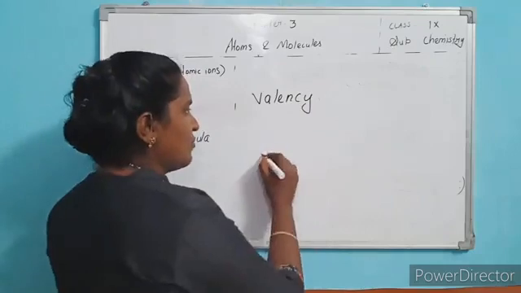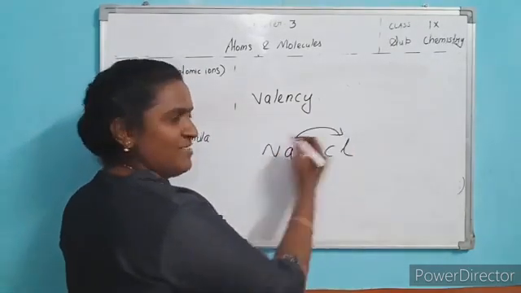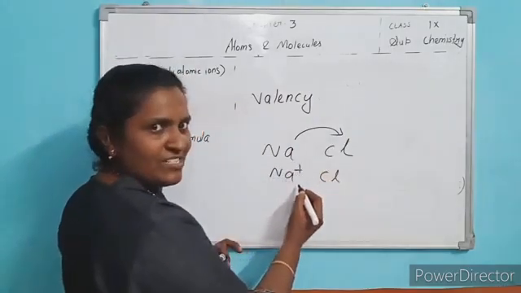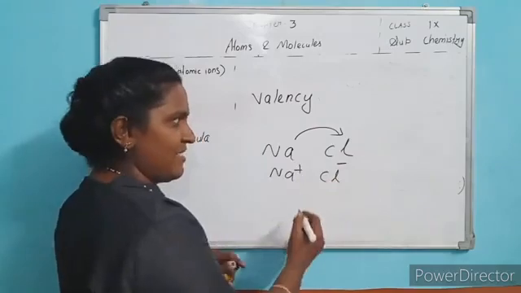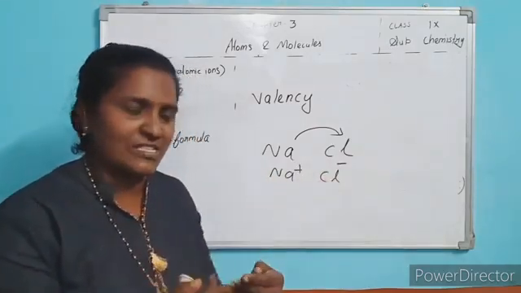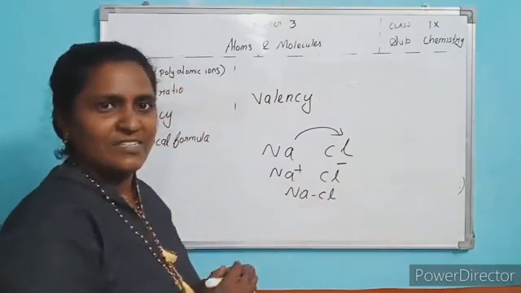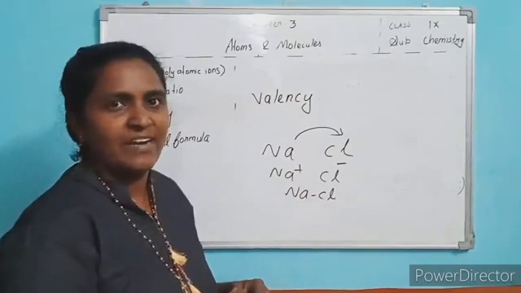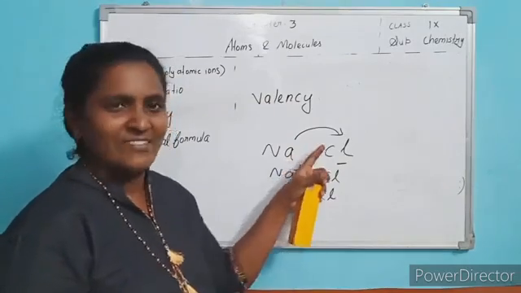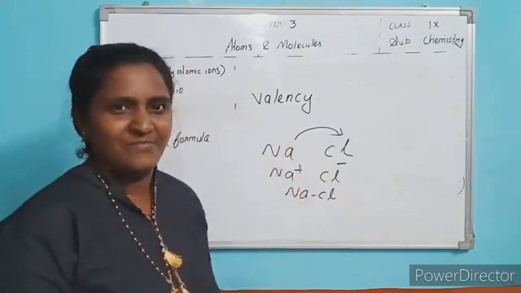For example, sodium chloride. Sodium donates 1 electron to chlorine, so Na plus, Cl minus. It donates 1 electron, so plus charge. Chlorine gains 1 electron, minus charge. So plus and minus attract; that force is called electrostatic force, and they form the compound NaCl. This is the table salt which we eat daily. Understood? So this capacity of donating or gaining electrons is called valency.